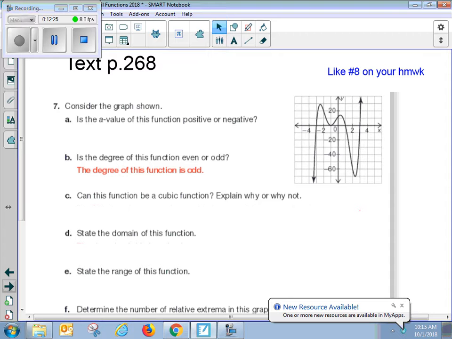It's going to the right and it's going up. So think of your line. When you have a slope of a line that goes up and to the right, it would be positive. That's the same thing. A is positive.